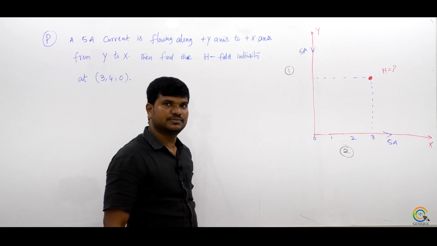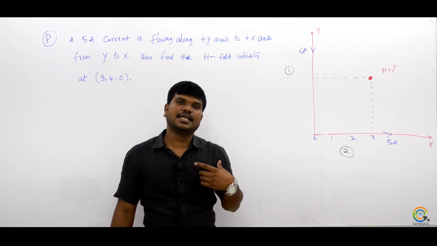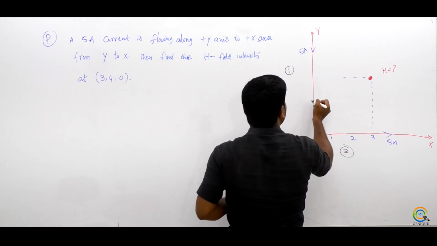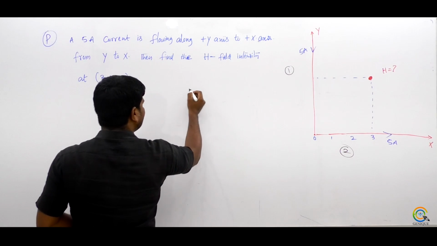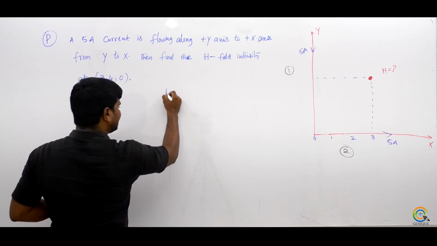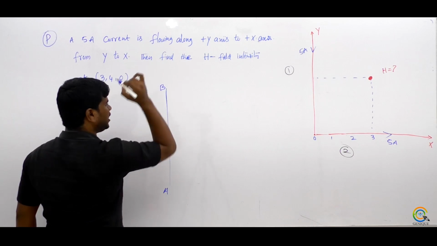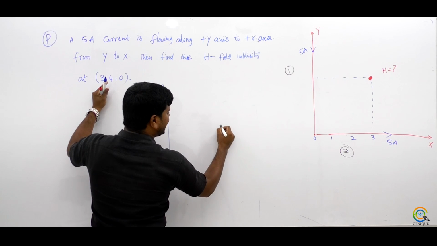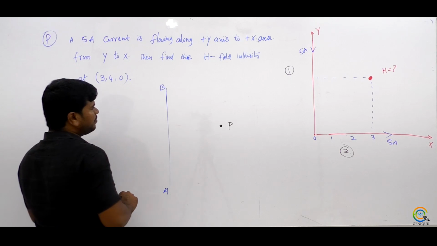So this cannot be said to be an infinite length line. Till now we didn't learn any concept of finite length current carrying wire. This is a finite length wire, and this is also a finite length wire. So how can we find the magnetic field intensity due to the finite length current carrying wire? Let us suppose I am taking a finite length current carrying wire A and B. Suppose I want to find the magnetic field intensity at any point P.